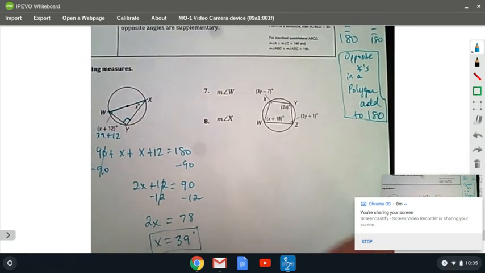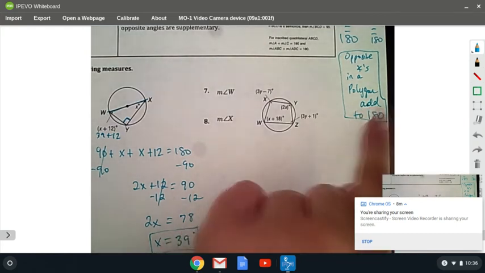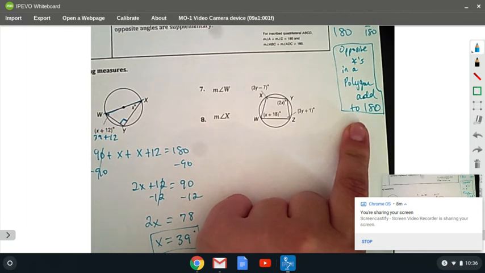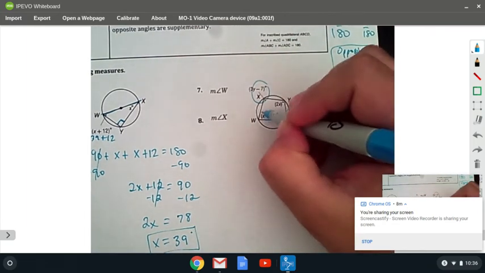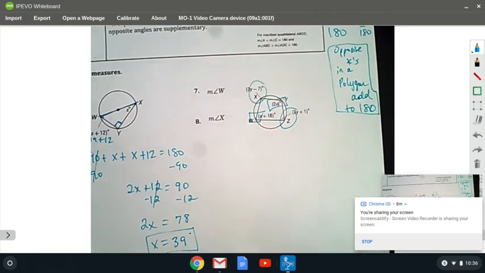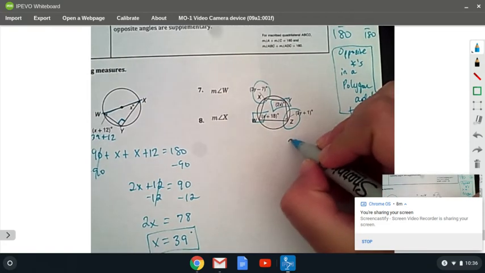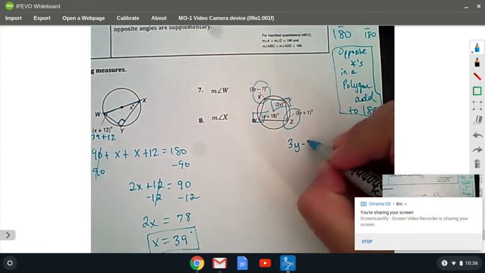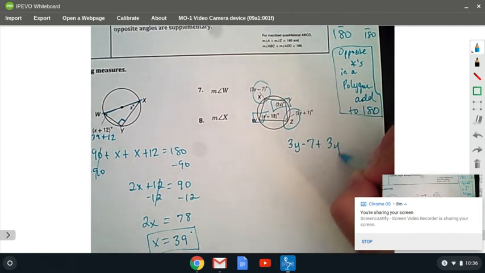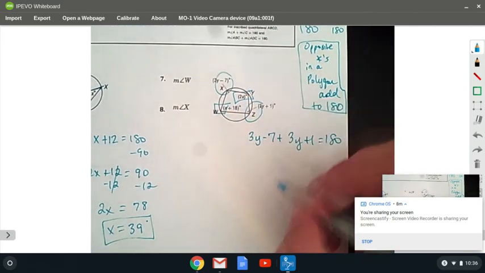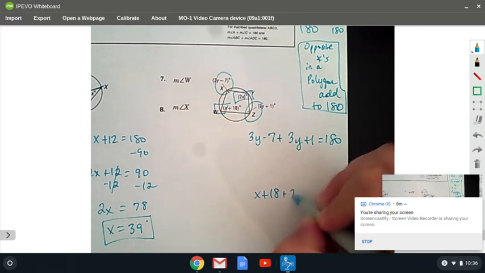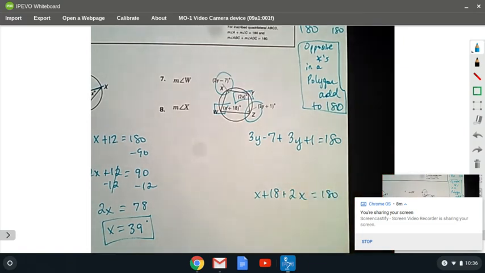This one, there's no diameter, so we can't go ahead and mark things as right angles. But what we do know is this handy-dandy thing right here, opposite angles in a polygon add to 180. So these are opposite, and these are opposite. So I can mark those equal to 180, add them up. So 3y minus 7 plus 3y plus 1 equals 180. That's one equation I'm going to need. Another equation I'm going to need is to add these two. X plus 18 plus 2x equals 180.